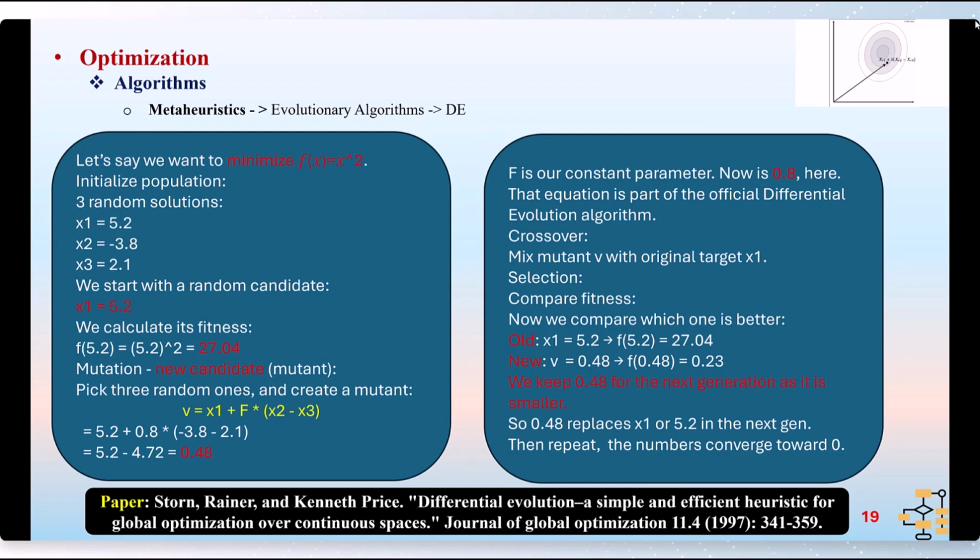In the yellow, we can see the equation for it. And as you can see, we have a new constant which is called F. F is a constant, you can change it. In the main paper, it is 0.8. So we are going to use the main value. At the end of the operators and equation, we have 0.48. So 0.48 is smaller than 5.2. Now, when we put them into the function, we get 27.04 and 0.23. So now 0.23 is smaller than 27. So basically 0.48 would be considered as the new candidate for the next generation.